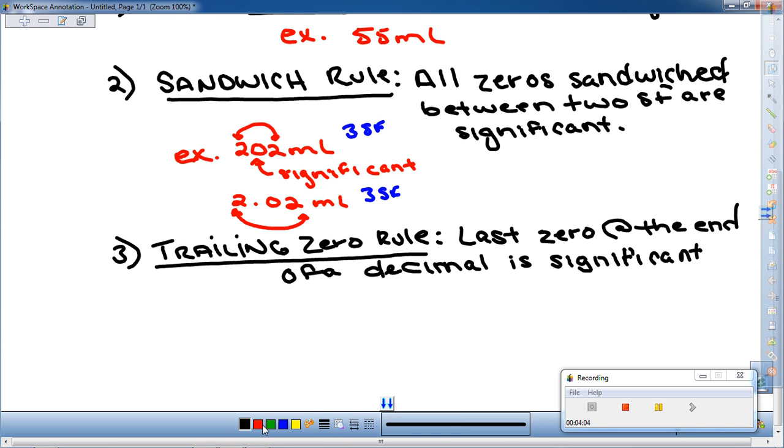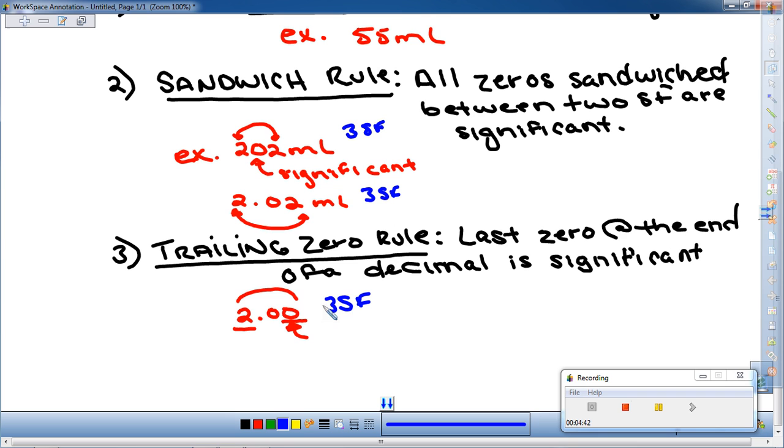And here's how. So if we have, for example, a measurement like 2.00, that zero is significant because we measured to that degree of accuracy. We measured all the way out to the hundredth place. And this also encompasses rules 2 and 1. So in 1, this is a non-zero digit, so it is significant. And that then sandwiches the middle zero, making them all 3 significant figures.